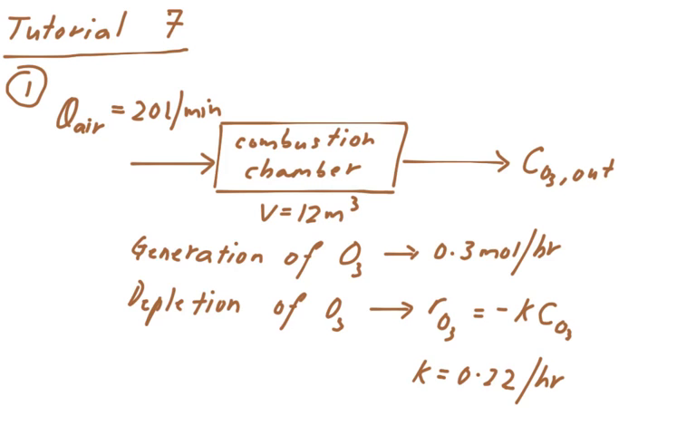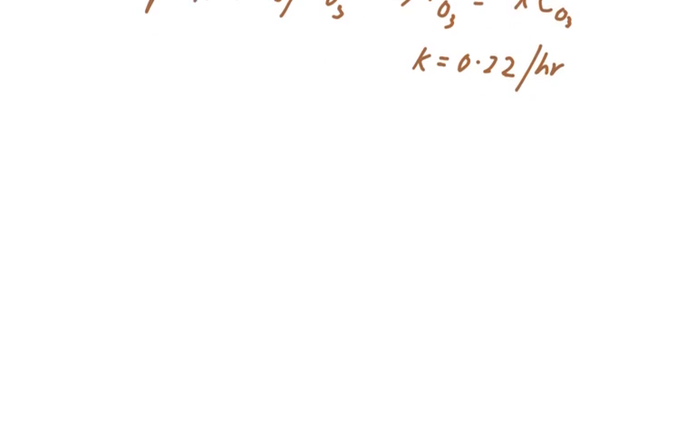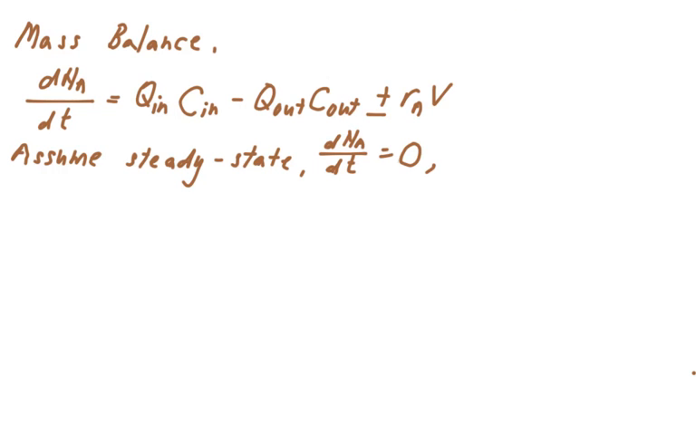So what you need to do first is to create the mass balance equation. With your mass balance equation, you can now make your appropriate assumption, which is steady state. So your dNA/dt will be equal to 0. With that, you can then input the variables that you know into the equation.